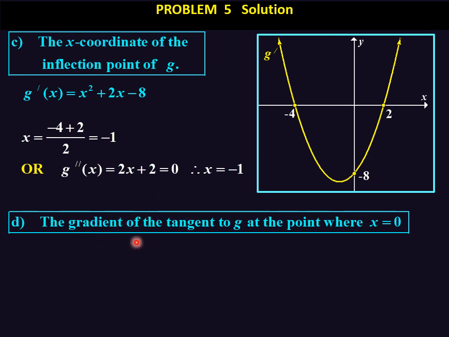Let's look at the following question. We must find the gradient of the tangent. The gradient of the tangent is the first derivative. So actually we can use the first derivative graph where x is 0. If I make x as 0 here, I end up with -8. Or I can actually read it off there. There's x equals 0, and it corresponds with -8. So the gradient here, in this case, m is equal to -8.